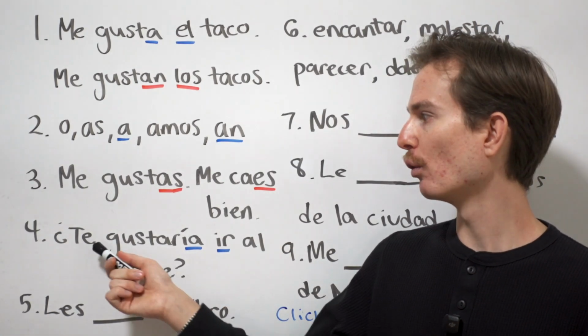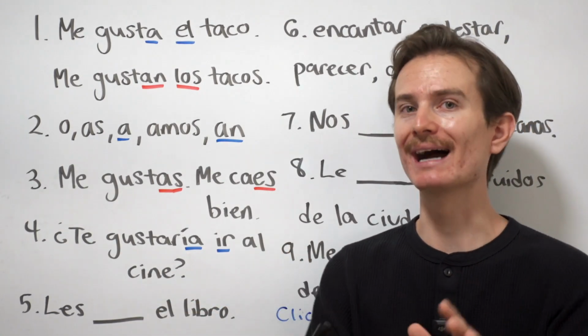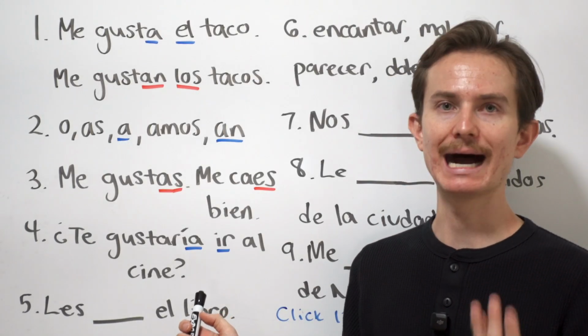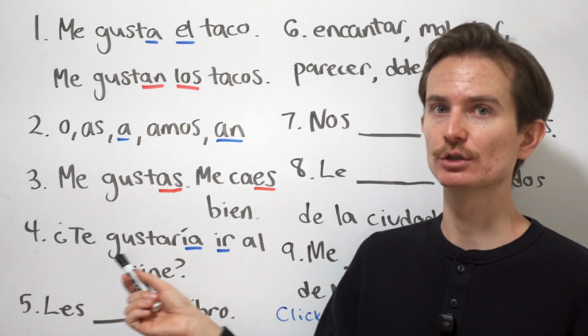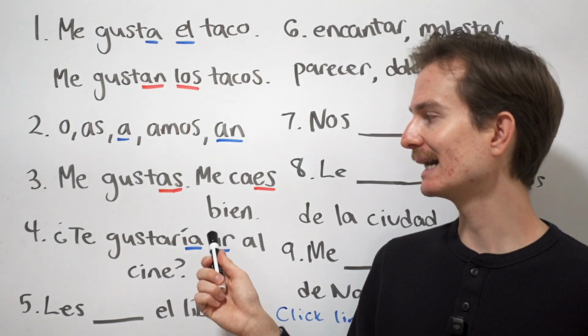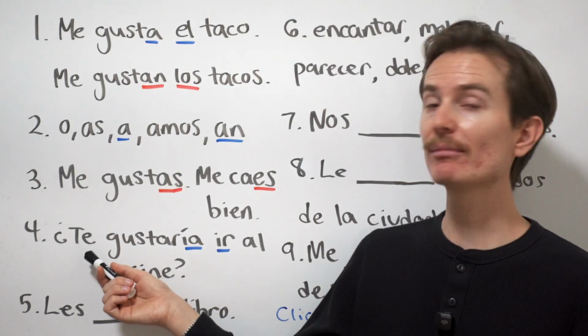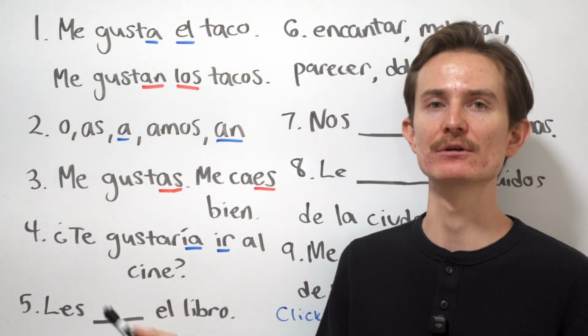Okay? Now, what if I were saying, you guys, would you guys like to go to the movie theater? What would I say? I would say, les gustaría. Les gustaría ir al cine. Would you guys like to go to the movie theater? Remember that les is the third person plural, right?